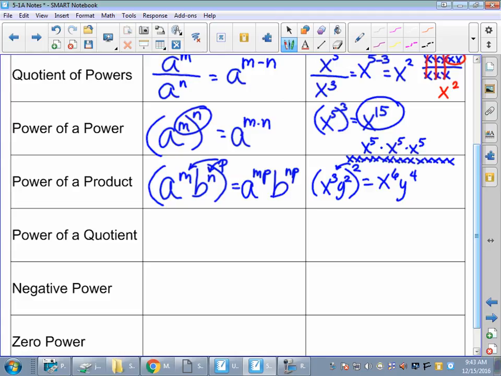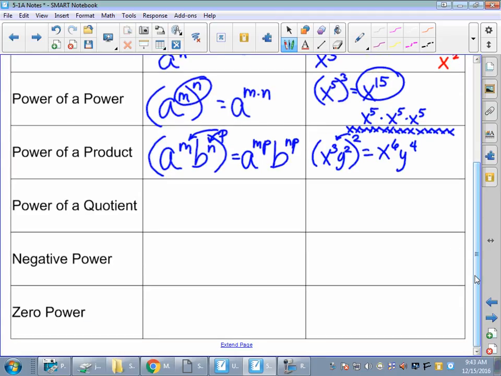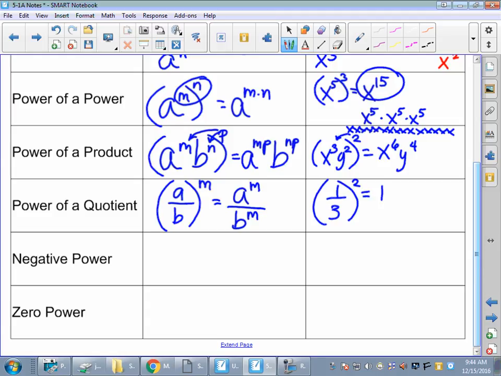If you're taking a power of a quotient, that means a power of a fraction. So if I have a over b, and I'm taking it to some power, say m, that power applies to the numerator, a to the mth, and it also applies to the denominator, b to the mth. So if I have 1/3 squared, I am going to square the 1, and I'm going to square the 3. This applies to numbers too, so I wanted to throw a number example in there because everything I've talked about works with numbers as well. 1 squared is 1, and 3 squared is 9, so I get 1/9.